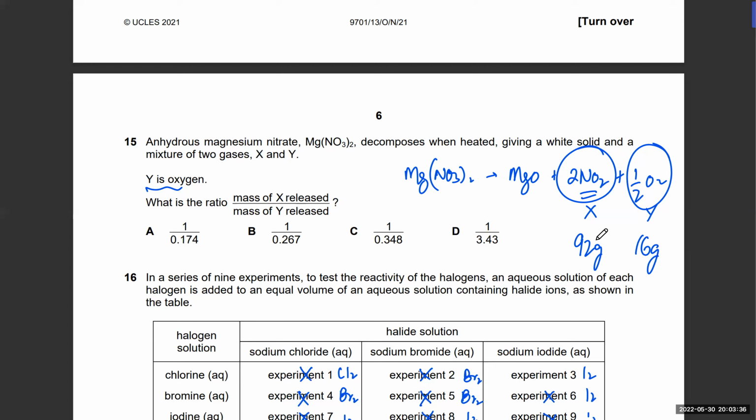Yes. Okay, so what's the ratio? It's going to be 92 to 16. What do you get for this? 5.75. It's exactly A. It's A, right? Yes. So it comes out to be A.